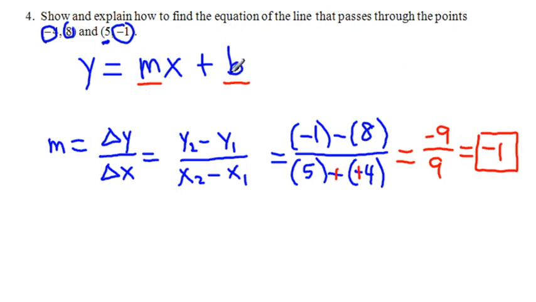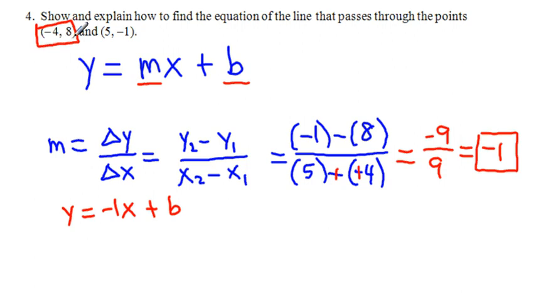Then we have to find the y-intercept. So if you think you know how to do that, do it on your own. Press pause and do it. I'm going to continue. So far we have y equals a slope of -1 times x, but then plus, we're not sure about the y-intercept yet. But fortunately, we have 2 points given to us, so we can use those points to find the y-intercept.